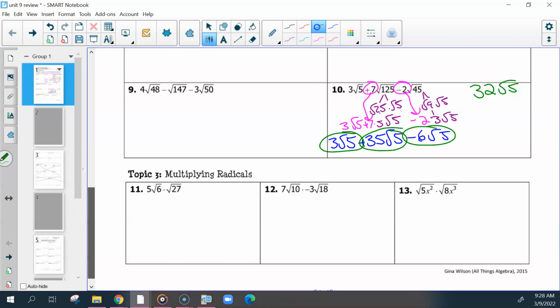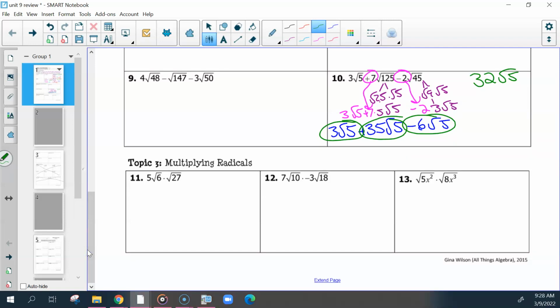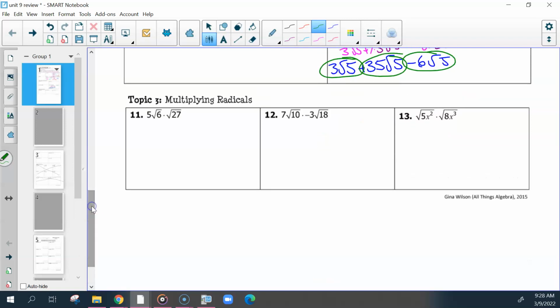Let's do 13 on this page, and then we'll jump to the next one. So now we are multiplying radicals. So multiply the insides together and the outsides together. We have nothing on the outside, so on the inside we can multiply these two together. I would say do your numbers first if it's easier, and then worry about your variables. 5 times 8 gives us 40. If we have x squared and x to the third, we combine them. You're adding your exponents. How many x's would you have? 5.